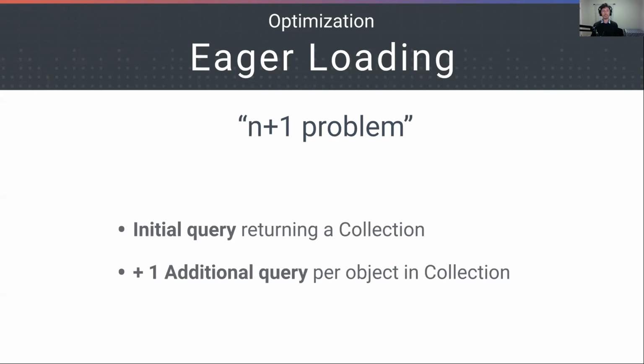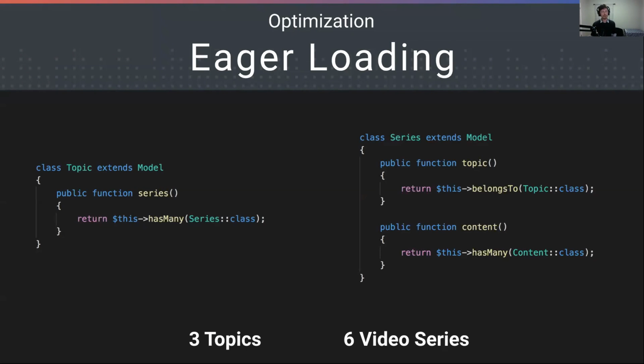So eager loading helps us prevent this issue. So an example, this is close to how the content is on serviceforhackers.com. I have a topic, so a topic might be like databases or containers or something like that. And each topic has video series, and the series itself has content. So we have my topic model, it has series, and then the series model belongs to a topic, and it has content. So it also has video content.